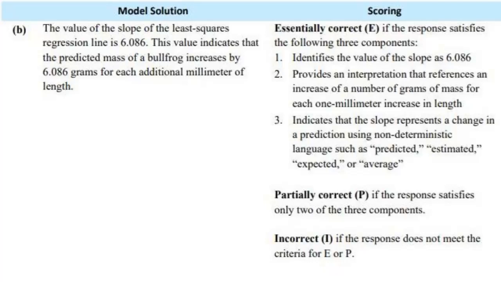Is everybody done with that section? All right, yes. I'm sorry, you had your hand up. Mass gram for every 1 increase in mass. Okay, so they identified the slope. They have context, but they flipped it around. I'd give them a P. All right.